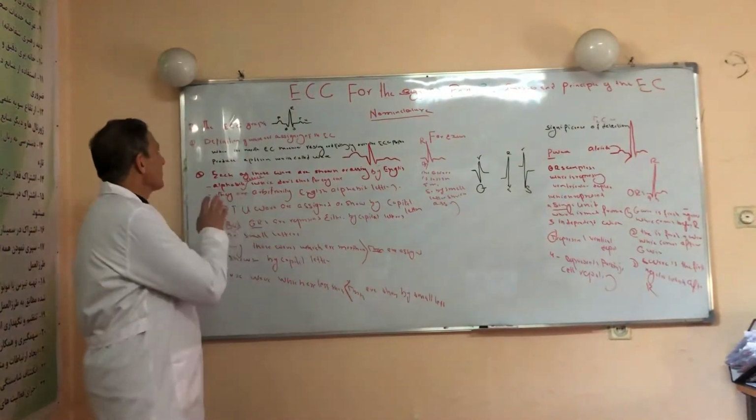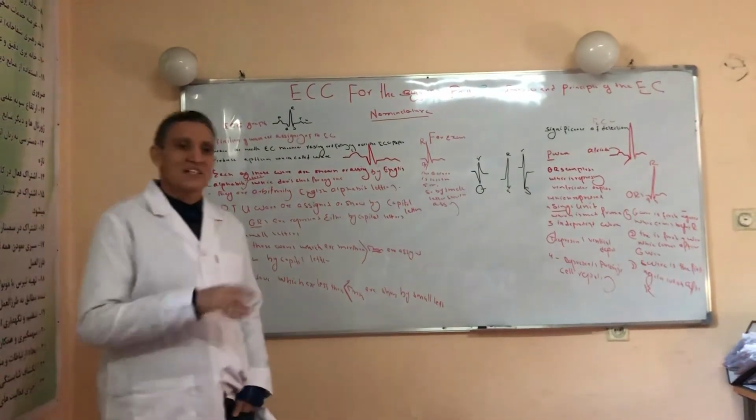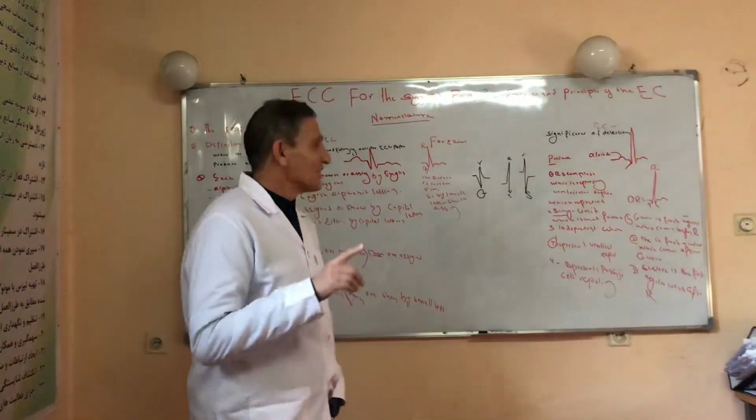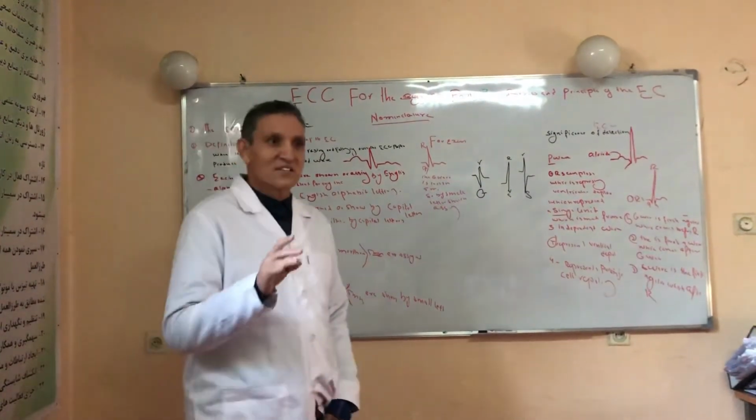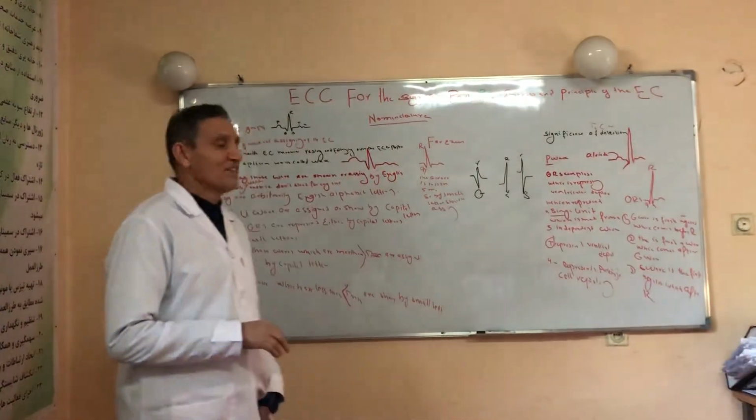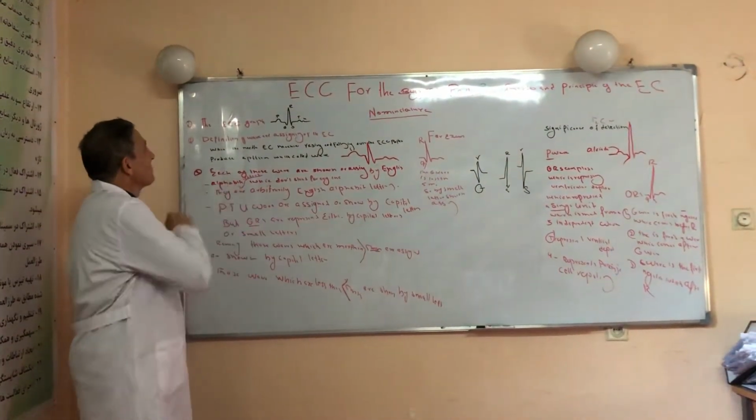Right now we will start from the ECG graph. What is the ECG graph? At the beginning of the ECG, we have discussed three terms. One was electrocardiograph, the second electrocardiogram, and the third one is the ECG graph.